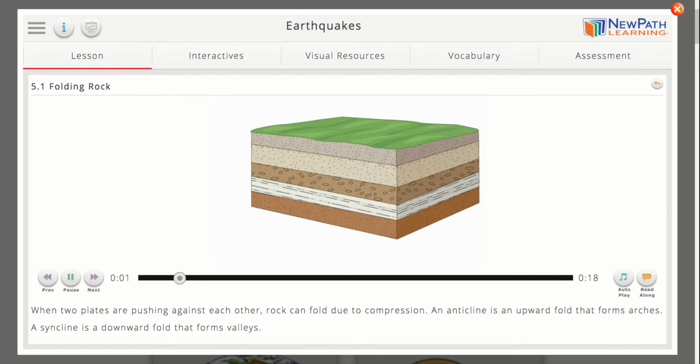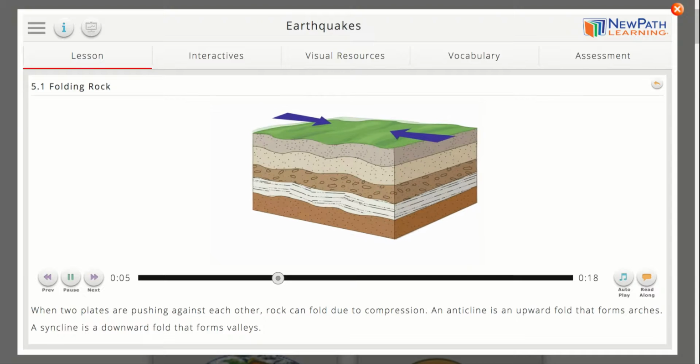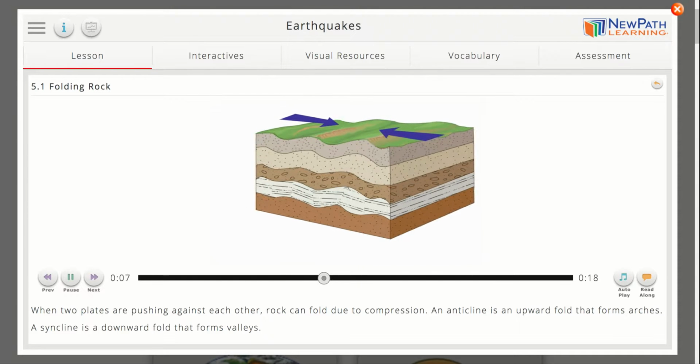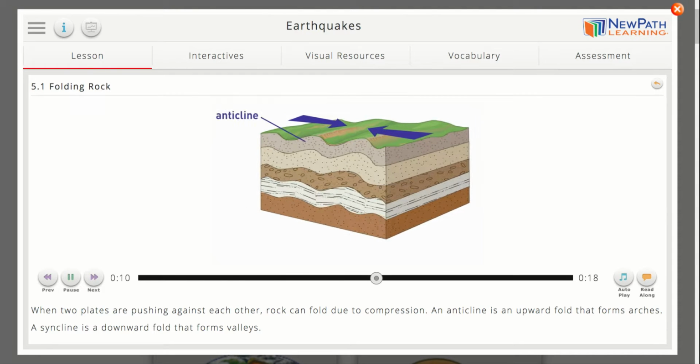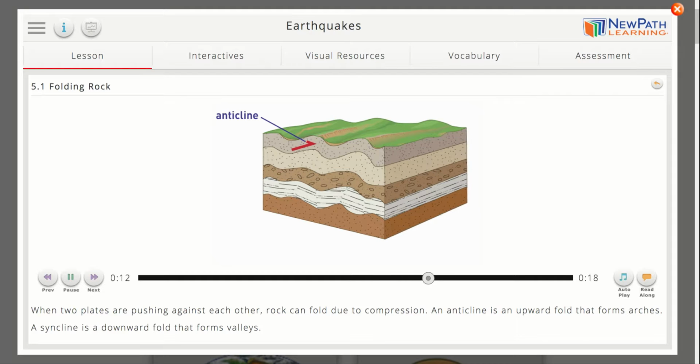How Earth's surface changes. When two plates are pushing against each other, rock can fold due to compression. An anticline is an upward fold that forms arches. A syncline is a downward fold that forms valleys.